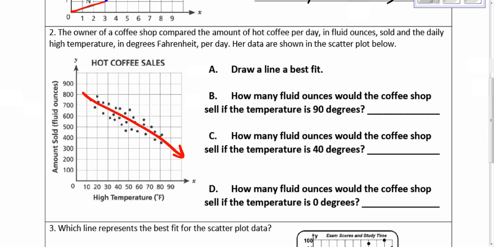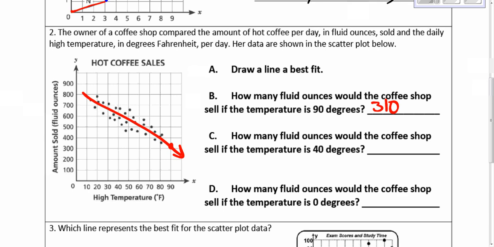How many fluid ounces would the coffee shop sell if the temperature is 90 degrees? So I go to 90, I go to my line, and mine is right around 300, maybe a little higher. So I'm going to put 310. But go by your line. If you're anywhere near there, you're fine.